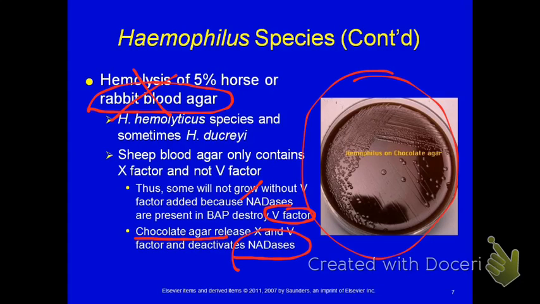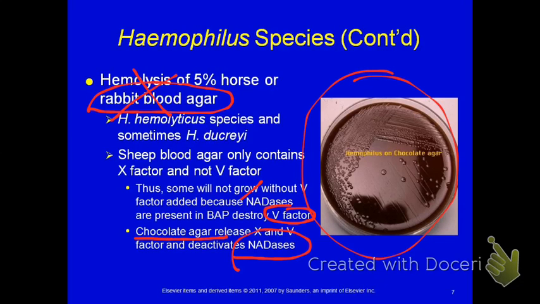Therefore, if you are using a chocolate agar plate, then it would be better in the sense that it would contain both the X and V factor. Okay, if you're only using blood agar plate, then blood agar plate would still have the active NADase, an enzyme that degrades the NAD, which is the V factor.